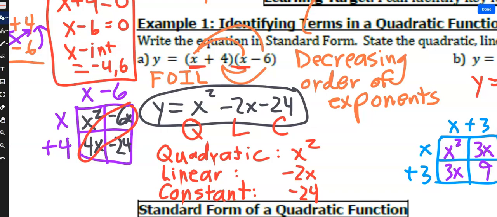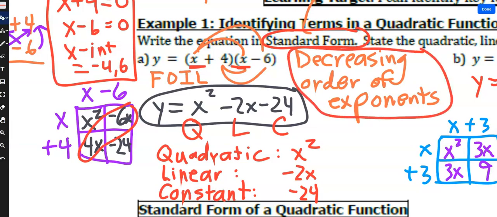I know I got a lot of other stuff on screen, so let me explain that. They're asking me to put this in something called standard form. Now, standard form really means this right here, decreasing order of exponents. So I had to multiply them together, which in this case means I have to do FOIL because you're multiplying two binomial terms together. Now, I don't care how you do FOIL. You can kind of see how I drew the arrows like you've seen before in an Algebra 1 class.